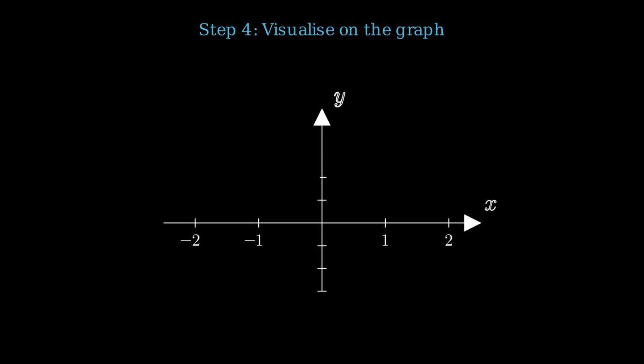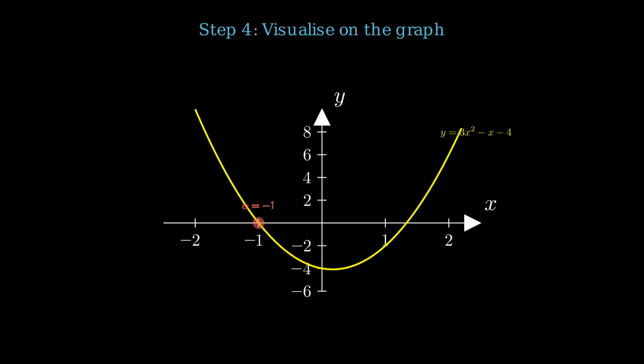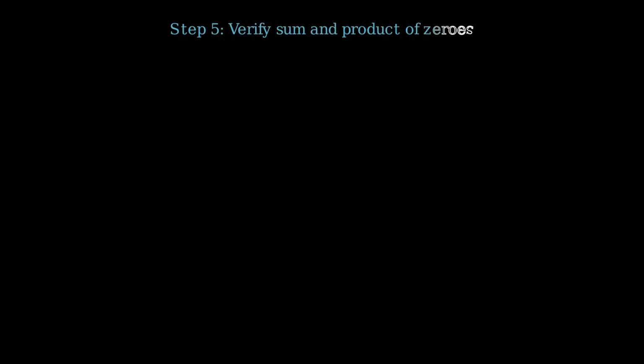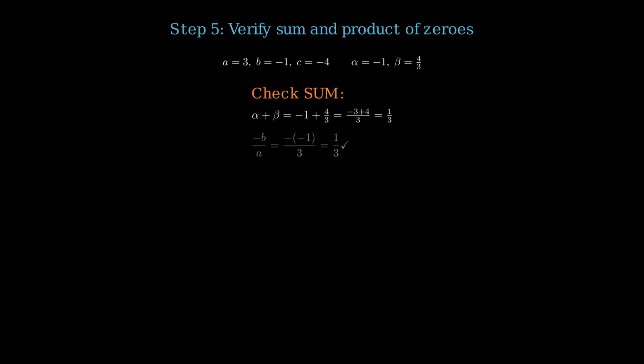Step 4. The parabola y equals 3x squared minus x minus 4 opens upward and crosses the x-axis at -1 and at 4/3. Both crossings are visible on the graph. Step 5. Verify. Sum of zeros, -1 plus 4/3 equals -3/3 plus 4/3 equals 1/3. Negative b over a equals -(-1)/3 equals 1/3. Sum is verified.